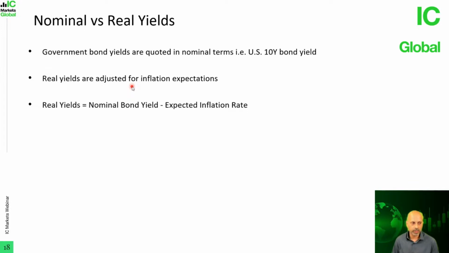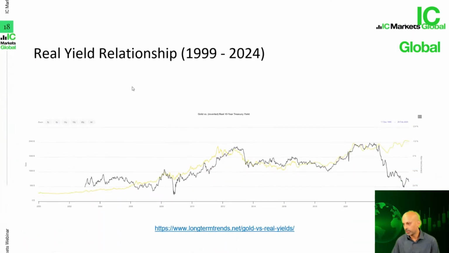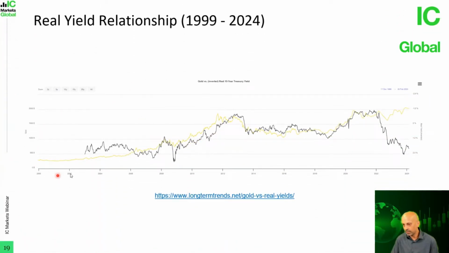So there's a strong relationship. There's also a strong inverse relationship between gold prices and real yields. So if we head on over to this website here, long-term trends, on this chart, the line in yellow is the price for gold in ounces, so $500 per ounce, $2,000 per ounce. And the black line is showing us the inverted real yield, because gold prices and real yields have an inverse correlation, just like gold prices and the value of the US dollar.